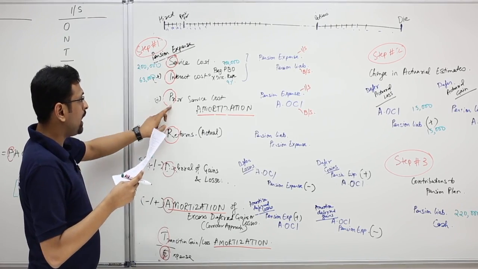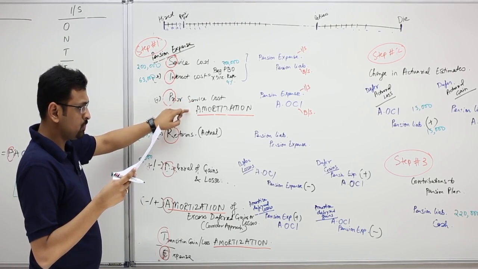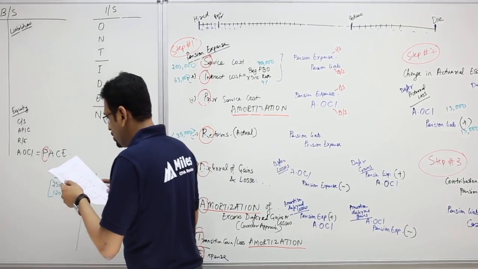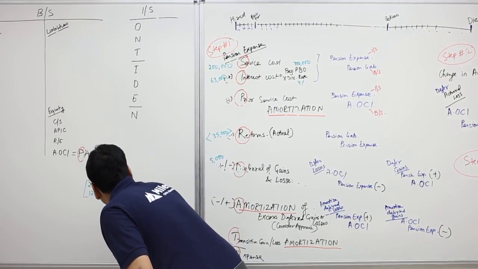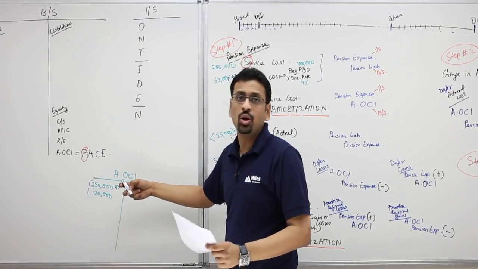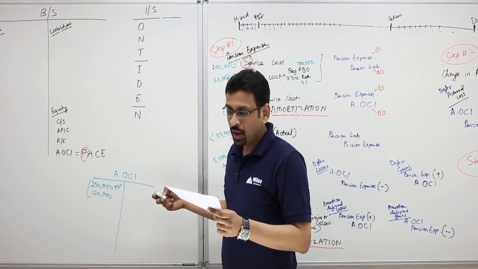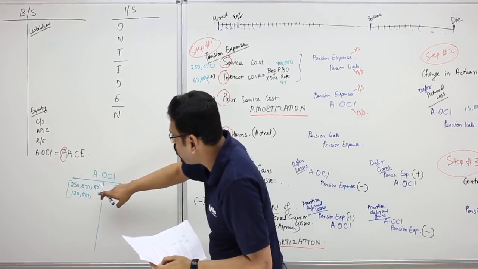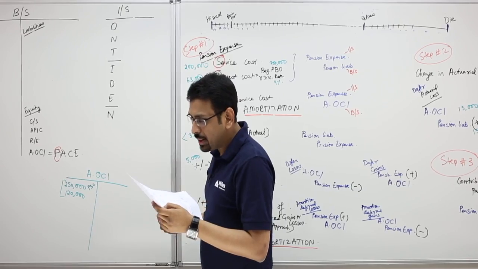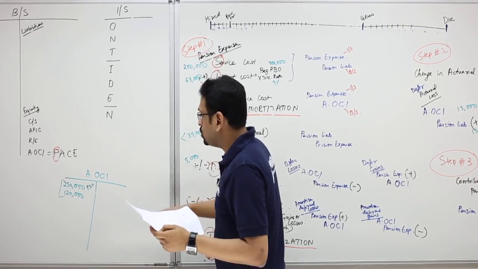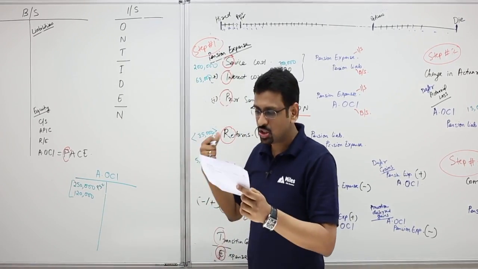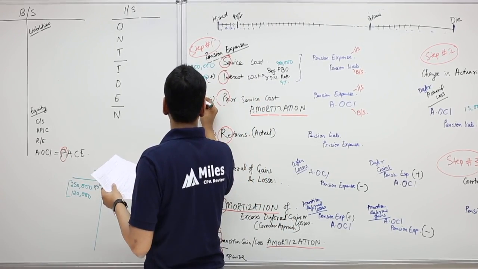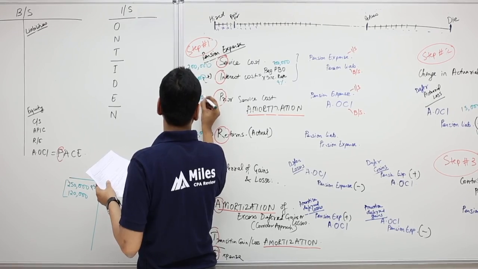Then we have prior service cost amortization. Now the unamortized prior service cost is $250,000 in accumulated OCI. Now we know that the average remaining employee life is 20 years. So this $250,000 needs to be amortized over 20 years. So 250 divided by 20 gives us $12,500. So the prior service cost amortization here is $12,500.